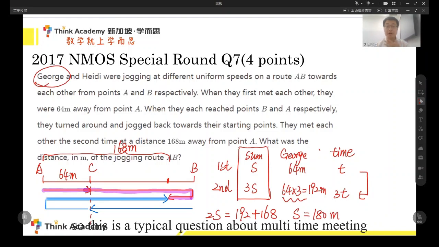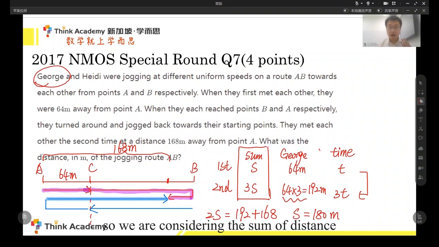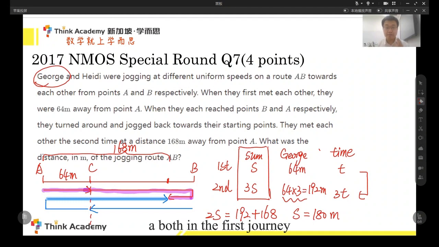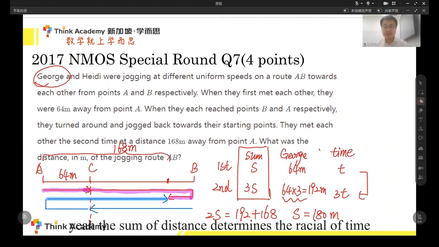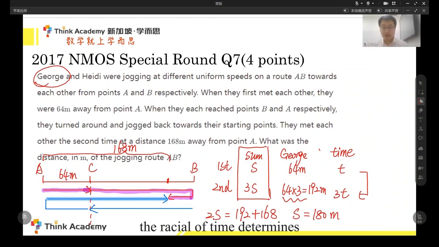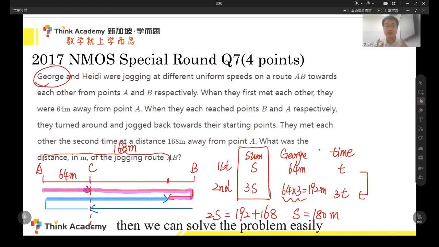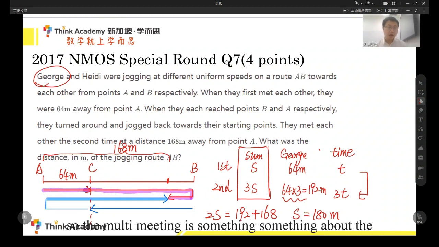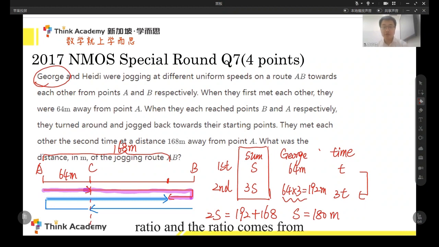So this is a typical question about multi-time meeting. We are considering the sum of distance they travel together in both the first meeting and the second meeting. Then the sum of distance determines the ratio of time. The ratio of time determines how far George or Heidi, in this case George, has traveled, which is also a ratio of distance. Then we can solve the problem easily. So multi-time meeting is about the ratio, and the ratio comes from the sum of distance. And that's the key point.